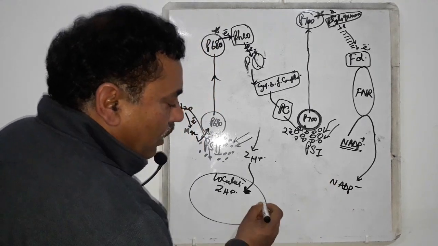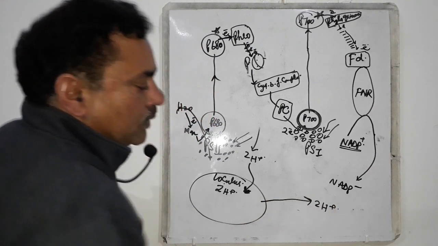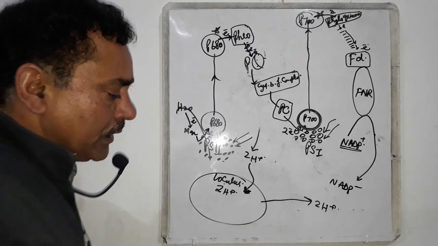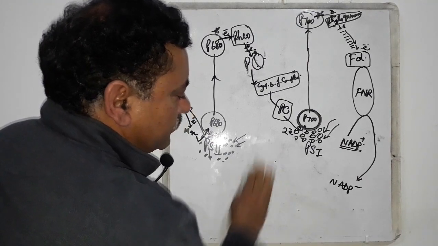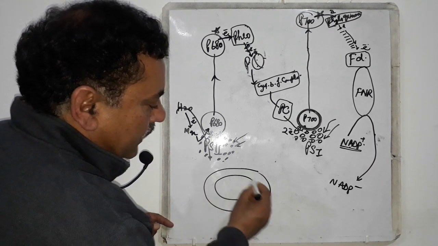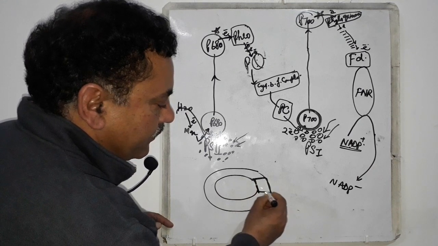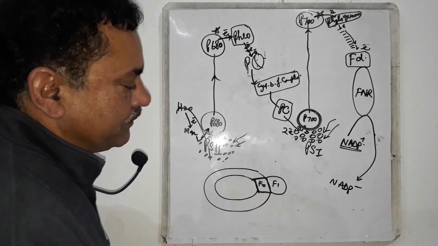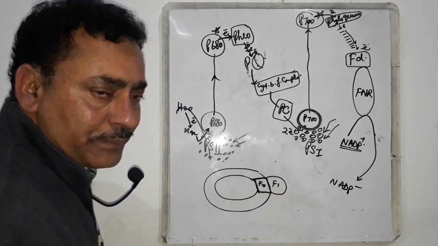And now it also receives two protons, and those two protons will come from the loculus of the thylakoid. Suppose here we have this loculus. I am drawing it here. This is the loculus, and this is the thylakoid membrane. In the thylakoid membrane, there is present F0 to F1 complex like this. This is F0 part and this is F1 part. This becomes the elementary particle.